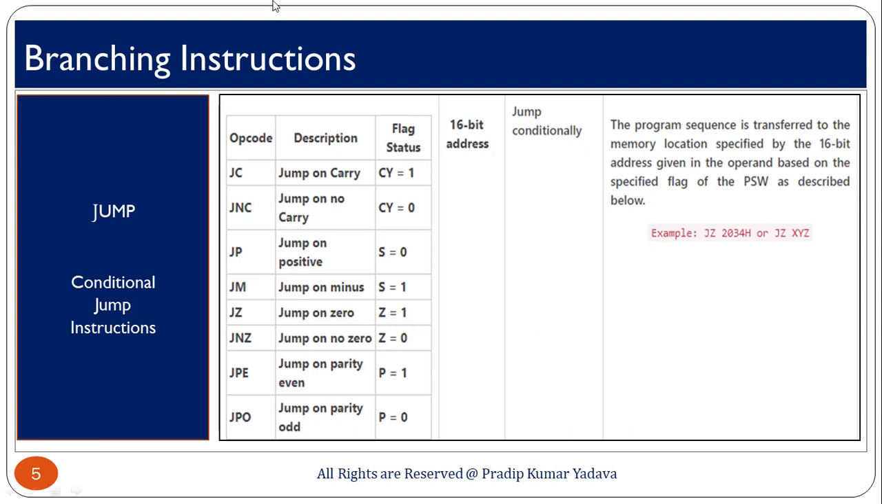Here you can see JC means jump on carry. If carry is 1, then this instruction will jump to whatever address you have given. Suppose you have written JC 3000. This instruction will first check the carry flag. If the carry flag is set, the instruction will jump to that location. It jumps only after checking the condition, but in the unconditional case we are not considering any condition.